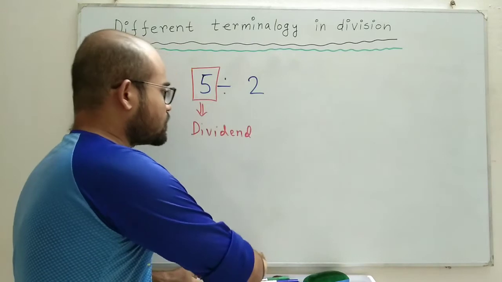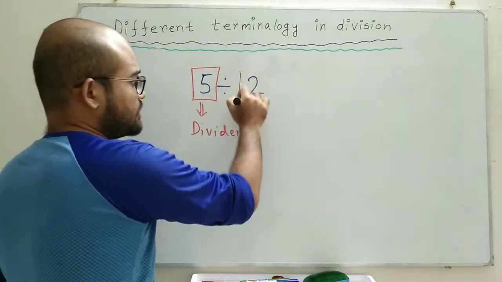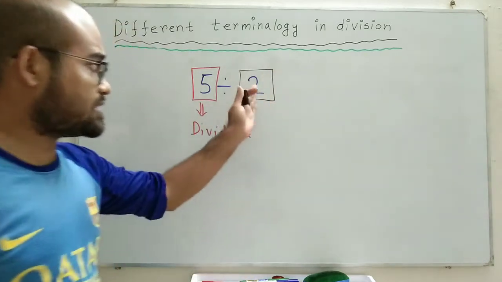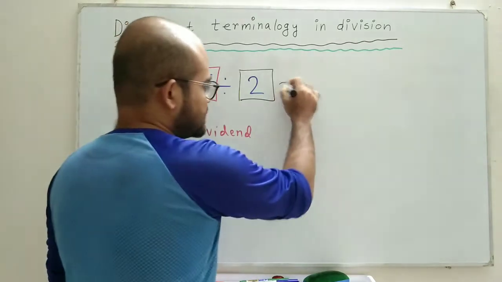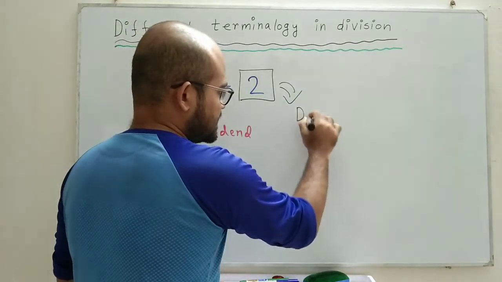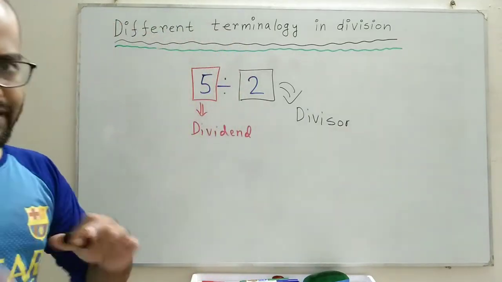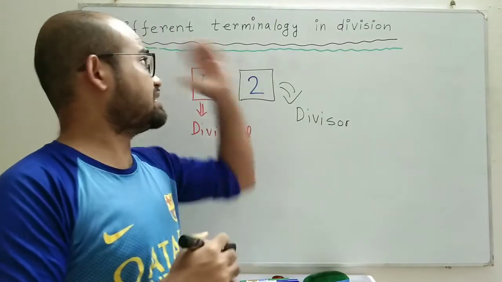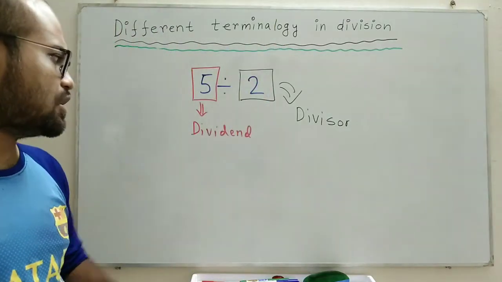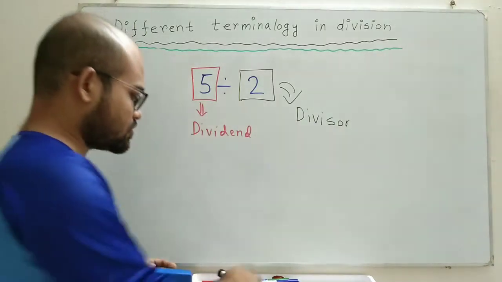Now moving over to the other side of the division sign, which number do we find? We find the number 2. This number 2 is the number by which we divide 5. And as a result, it's called divisor because it divides 5. Now there are two more terms to be defined in the division process, but for that we will actually have to carry out the division process itself in order to get to that.